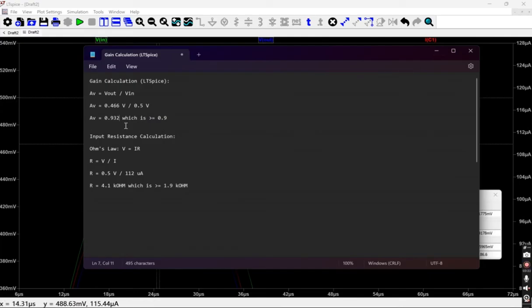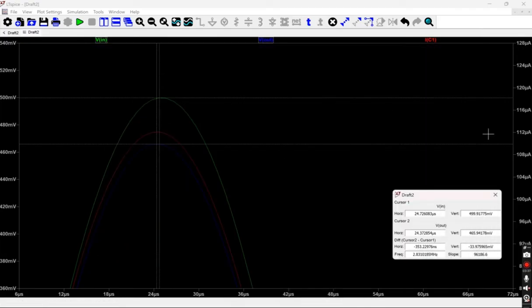Now to find the input resistance, we use Ohm's law, which is V equals IR. We rearrange this equation to get V over I. And again, we just use the V input, which is 0.5 volts. And then to find the 112 microamperes, we simply analyze the graph again, and we can see the current in red here. If we go across, we will find it to be approximately 112 microamperes.